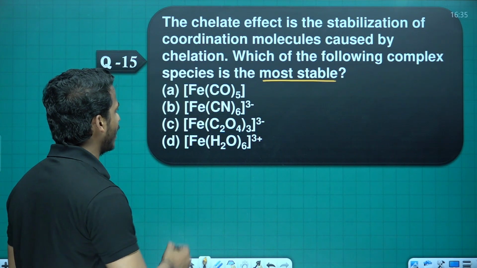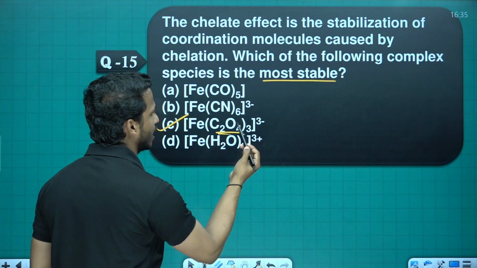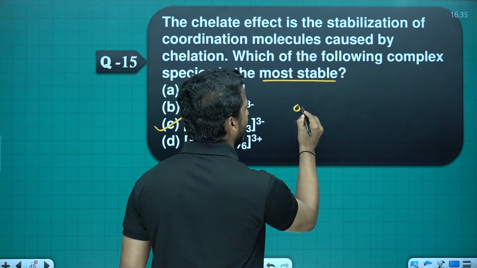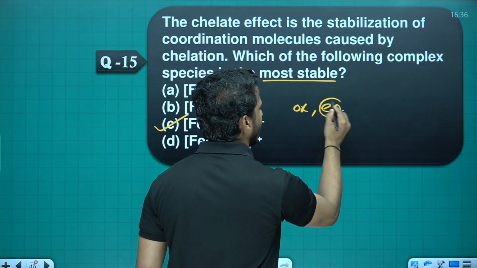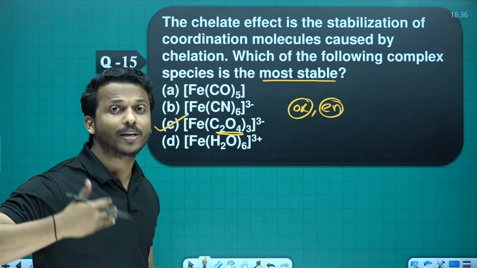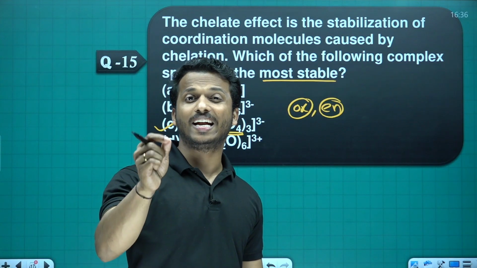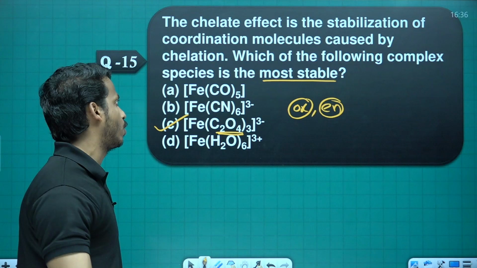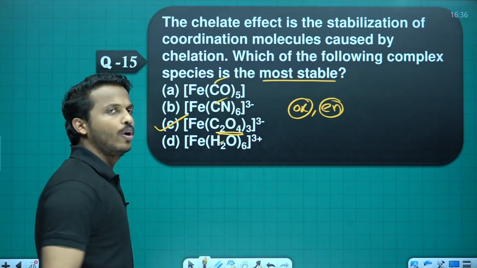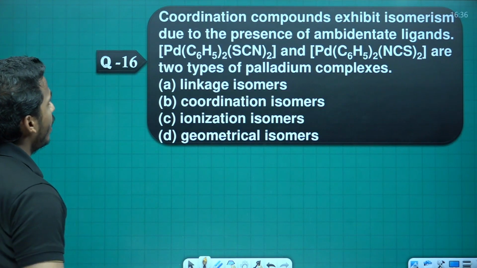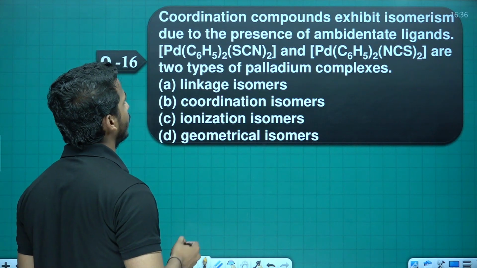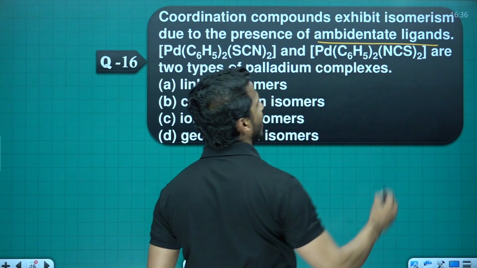Which is a chelating ligand? Option C, dear all, oxalate is there. What are the bidentate ligands we studied? Oxalate and en, right? So in order to form chelation, what is required? Bidentate or polydentate ligands are required. These others are all monodentate ligands.